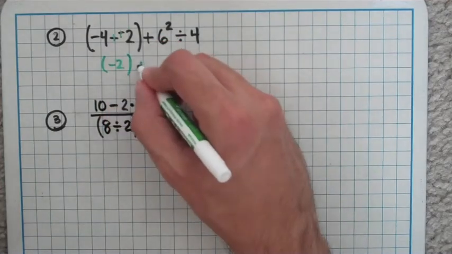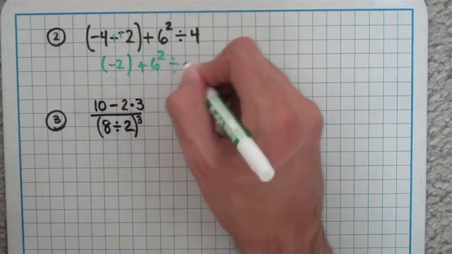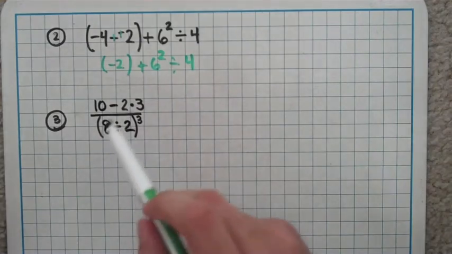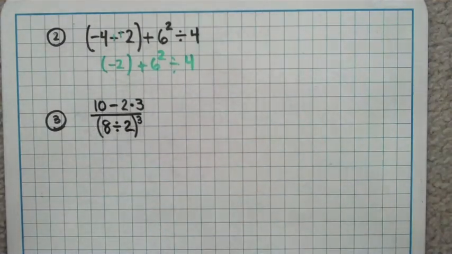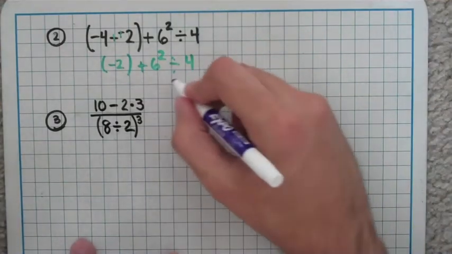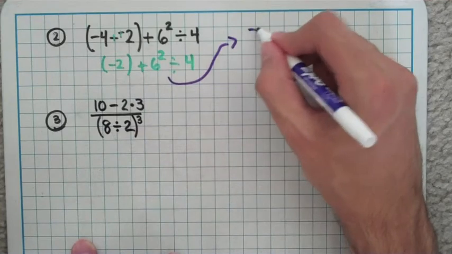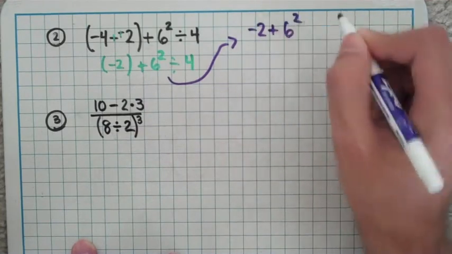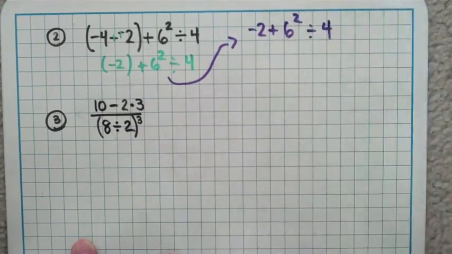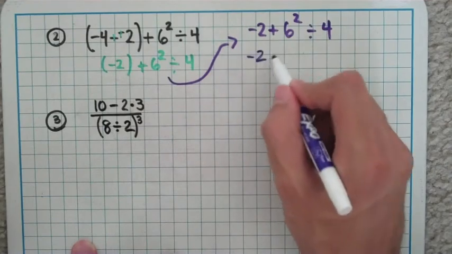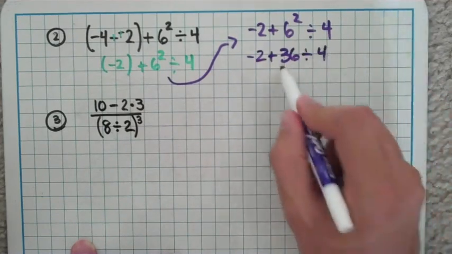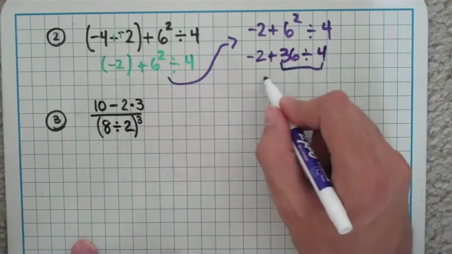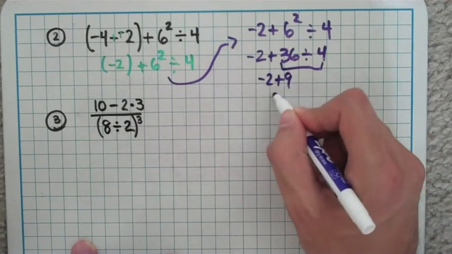So I have negative 2 plus 6 squared divided by 4. Once you're down to just a single number inside parentheses like this, you really don't even need the parentheses anymore. They go away. So if it's just negative 2, I'll rewrite it over here. I get negative 2 plus 6 squared divided by 4. I do my exponent next. 6 squared is 36, divided by 4. 36 divided by 4 is 9, so I have negative 2 plus 9. My answer is 7.